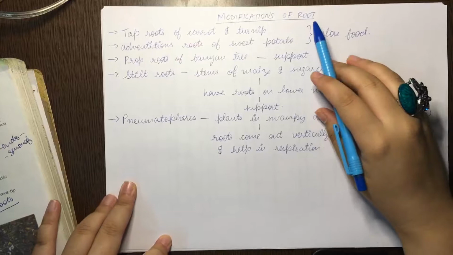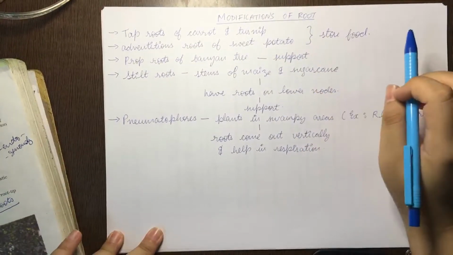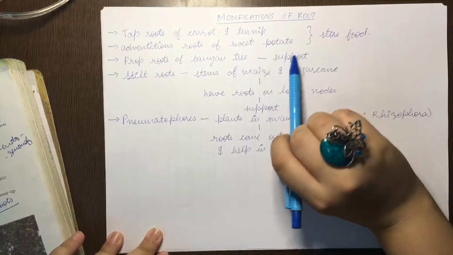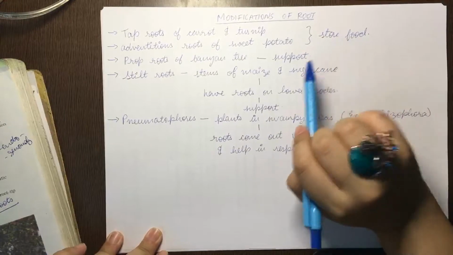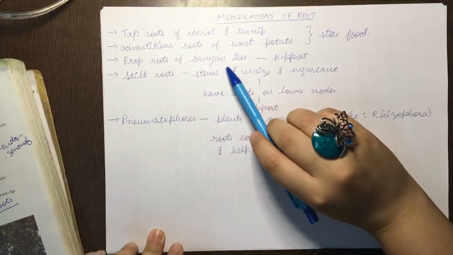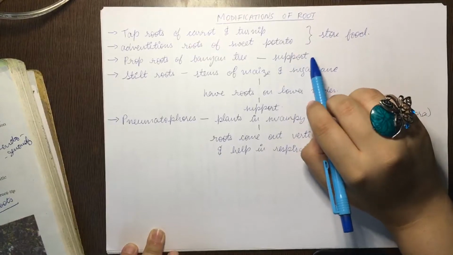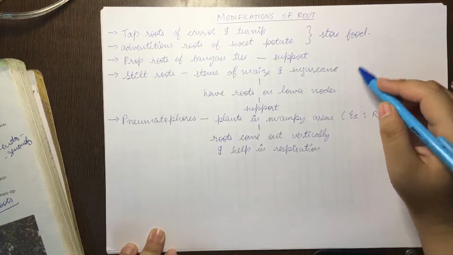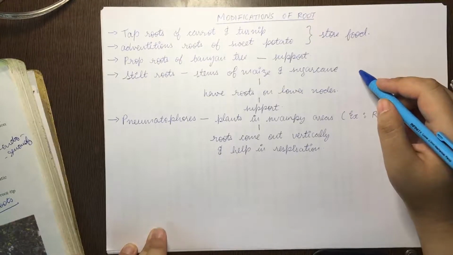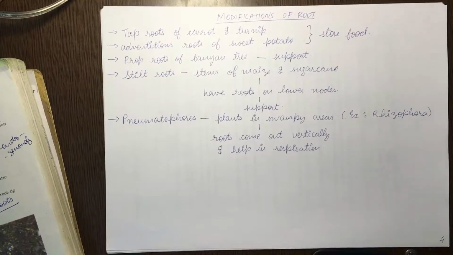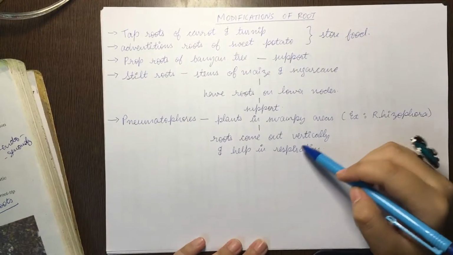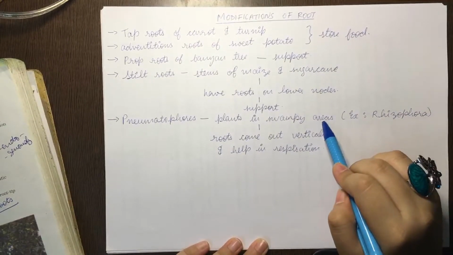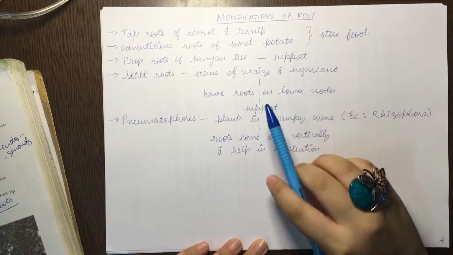Next is the modifications of root. I've just summarized a few points here. Taproots of carrot and turnip, adventitious roots of sweet potato, these store food. Prop roots of banyan tree, which help in giving support. Then stilt roots, stems of maize and sugarcane. They have roots on the lower nodes. These also help in support. Roots of plants which come out vertically and help in respiration, plants in swampy areas. These roots are called pneumatophores.